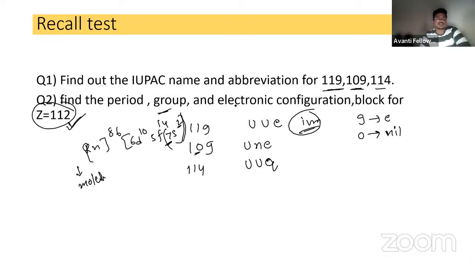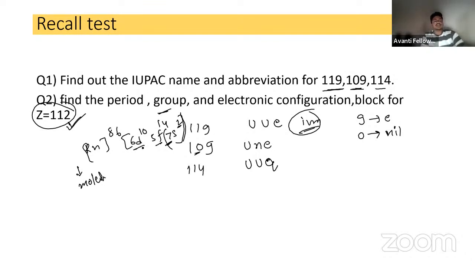Okay. Next one, electronic configuration. We just have written the electronic configuration. And which block does it belong to? It belongs to the d block. Right. And it is 6D10, 5F14, 7s2, right? Yeah, so very, very important.